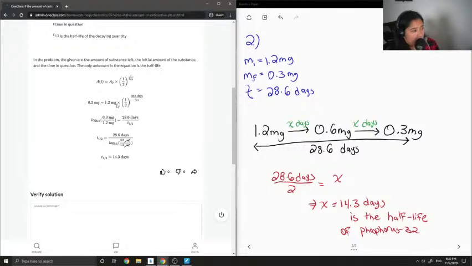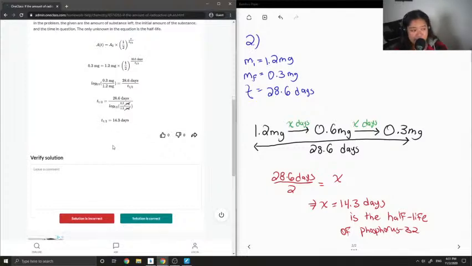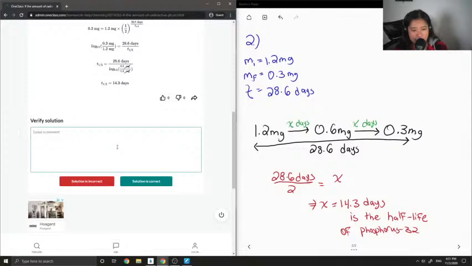So if you simplify and try to solve for the unknown, you end up with t half is equal to 14.3 days. And we know that this is also what we got, so we can confirm that this solution is correct.